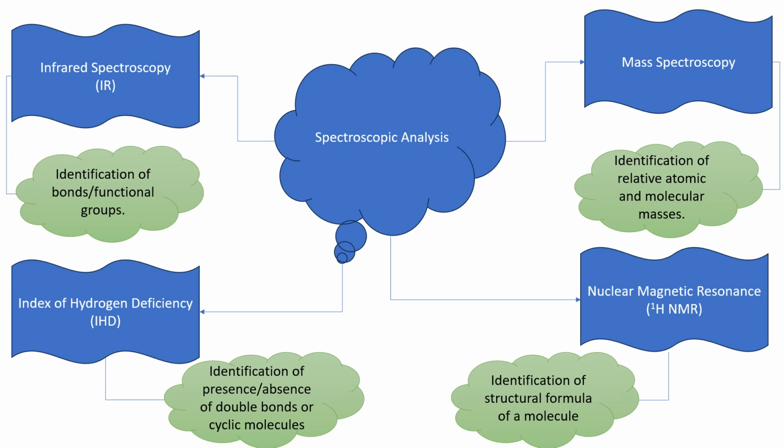And when we talk about the index of hydrogen deficiency, we just look at the presence or absence of double bonds or whether I have a cyclic molecule. Here we're going to focus more on the mass spectroscopy in part 2, and we're going to look at more nuclear magnetic resonance as well.